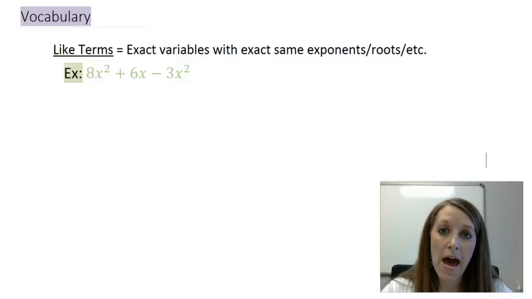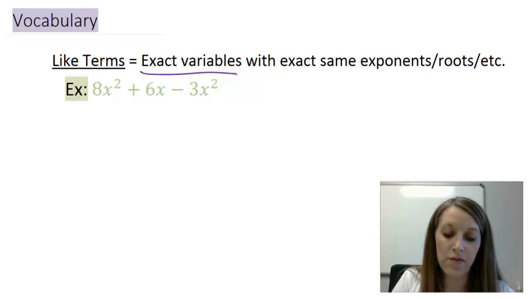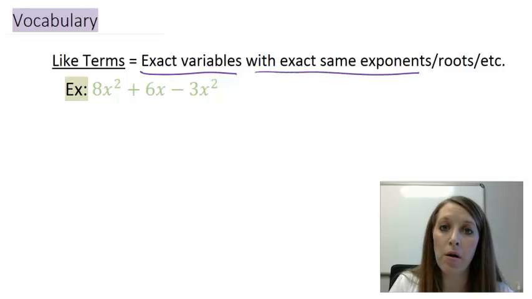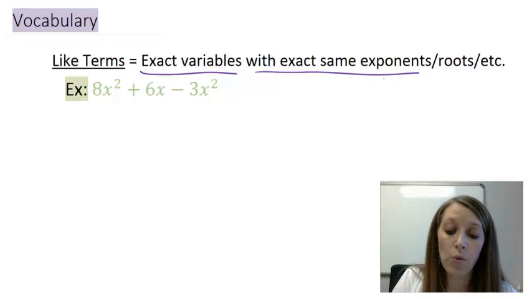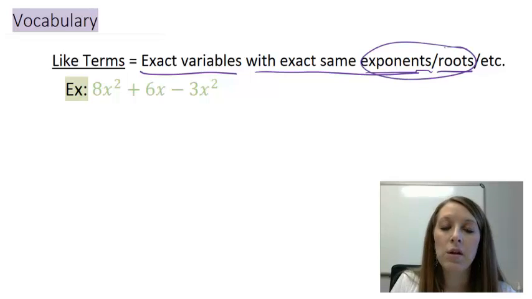We want to add these radicals by adding like terms. And when we talk about like terms, that means we have the exact same variables with the exact same exponents. That's what we saw in polynomials. But here, we need the exact same exponents, exact same roots. Basically, everything has to match, and then we can just add the numbers in front.